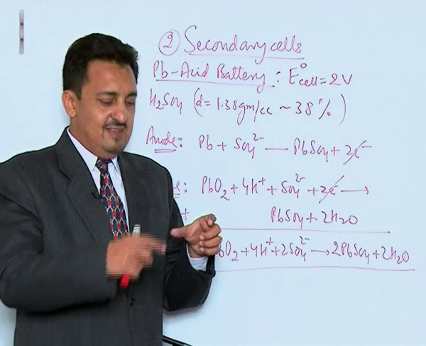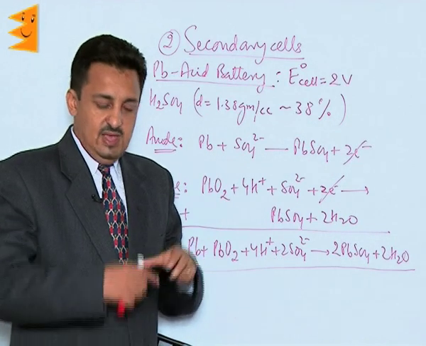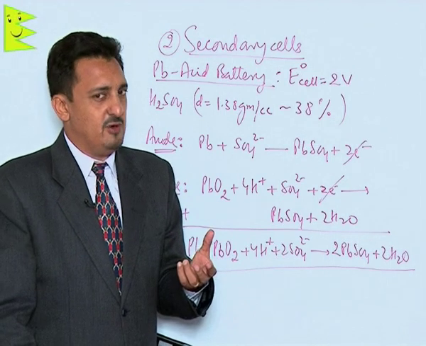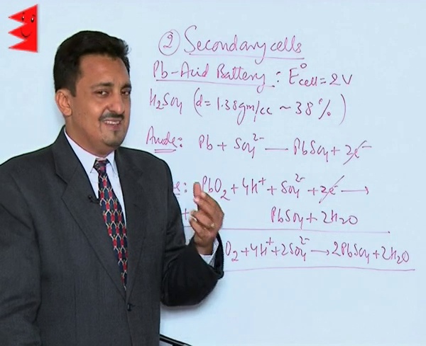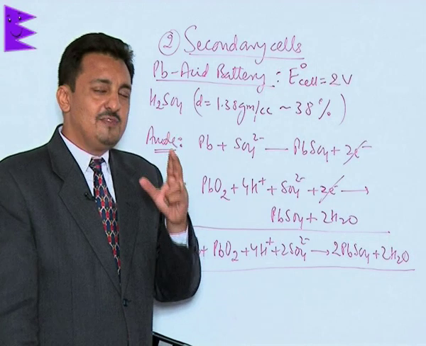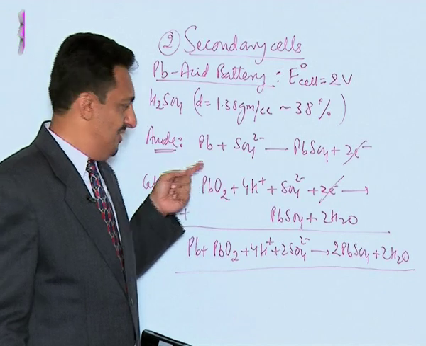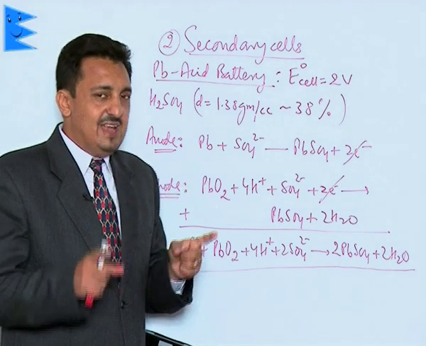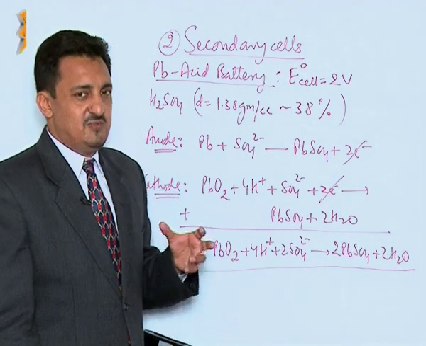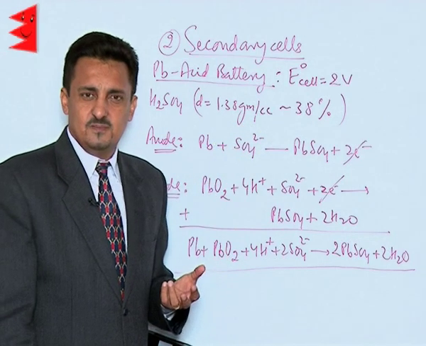Now in the lead acid batteries, each cell gives a voltage output of 2 volts. If a battery has 6 cells, the battery will be of 12 volts. Now let us see the reaction which is taking place in each cell. The anode of the lead acid battery is made up of lead and the cathode is made up of lead oxide. The electrolyte used is common for both and it is sulfuric acid with a specific gravity of 1.38 grams per cc, which is 38% by mass.